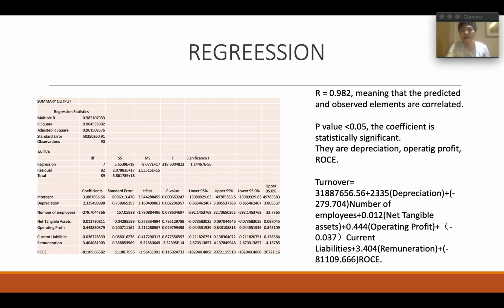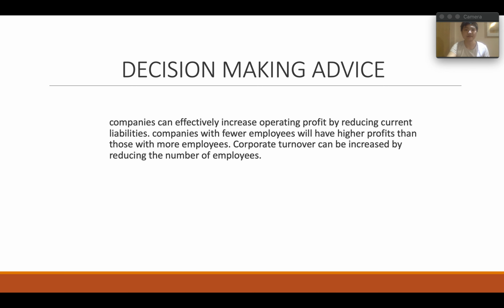The P-value is more than 0.05. The coefficient is statistically significant. There are depreciation, operating profit, and ROCE. Companies can effectively increase operating profit by reducing current liability. Companies with fewer employees will have higher profits than those with more employees. Corporate turnover can be increased by reducing the number of employees.